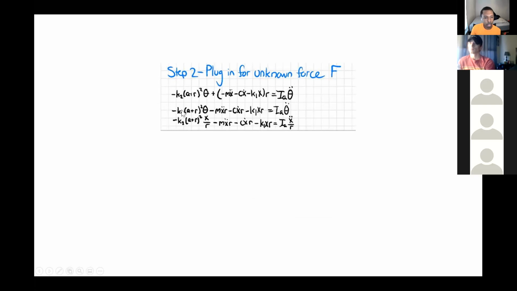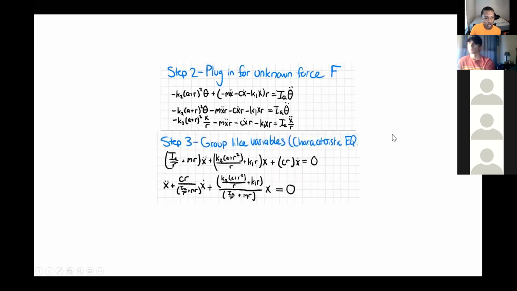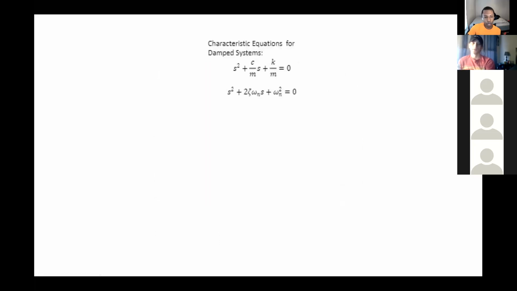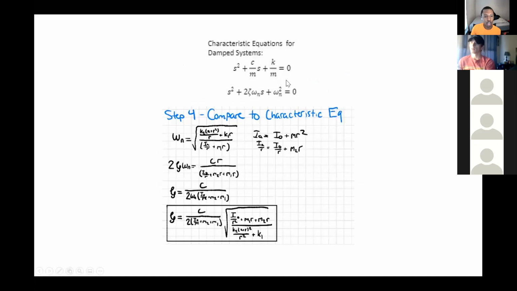And then from there, we'll simplify, plug everything in, and try to get it down to our characteristic equation. We'll move everything to one side, and then we'll have our effective damping as well as our effective spring constant in there. Then we can compare that to our characteristic equation, and we'd be able to solve for the natural frequency as well as zeta.